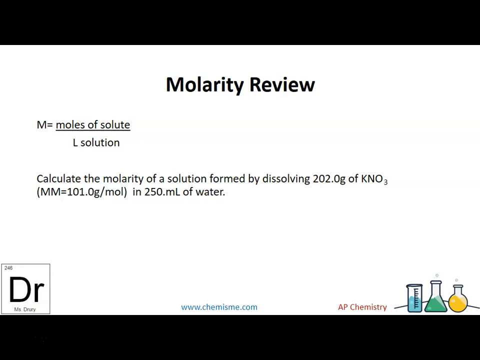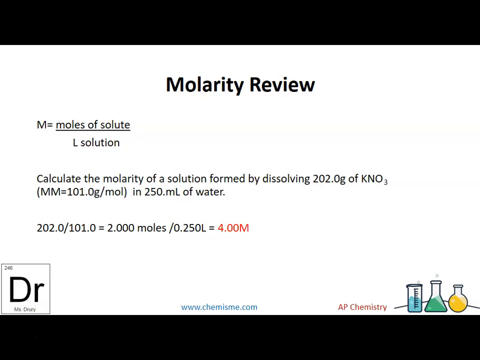So if you had a question like, calculate the molarity of a solution dissolving 202 grams of KNO3, its molar mass was given just to be nice, in 250 milliliters of water, we would divide the two masses to get the moles, and then divide those moles by the liters of water. So notice I changed the 250 milliliters to liters, and we got a 4 molar solution.